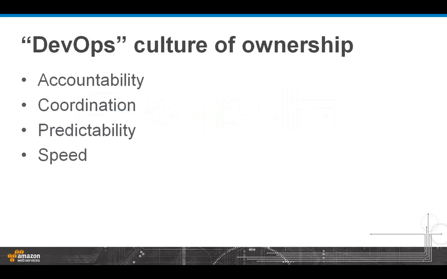When we think about DevOps, we're really talking about a culture of ownership. So making sure that even if you do have distinct teams, they're working more as one unit, and that there's much more coordination and accountability. These things can then deliver benefits like predictability and speed. You're able to have a much more predictable delivery schedule and be able to deliver more quickly.